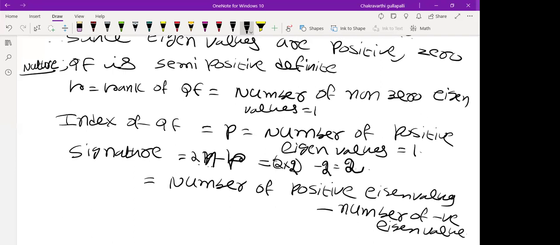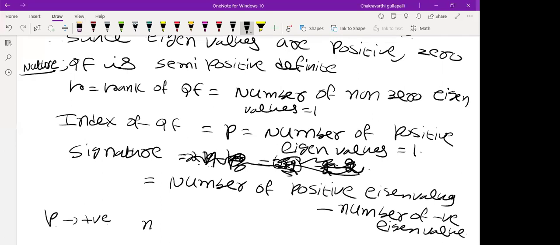2n minus p. What is n? Order of the matrix. Here also I'll correct. Number of positive minus number of negative. Suppose p of them are positive. How many will be negative? I'll try to give you the correct form. Total is n, p of them are positive, and they may be 0 also. So don't use this formula. Sometimes it will tally, sometimes it will not tally.